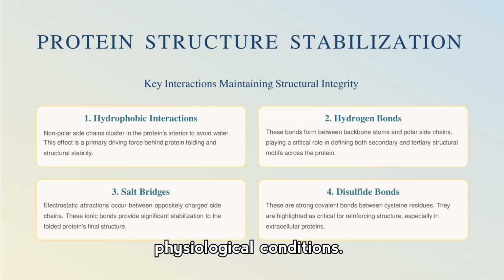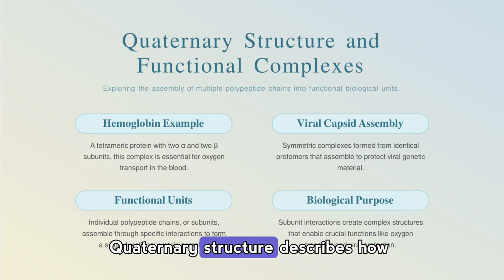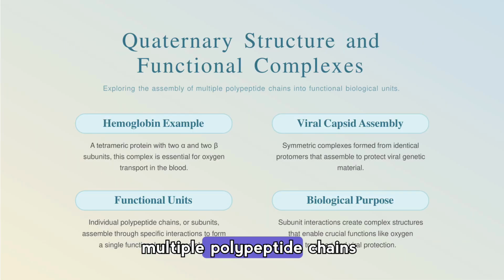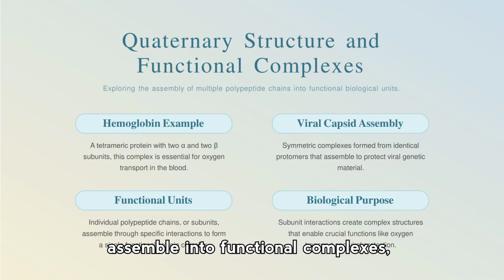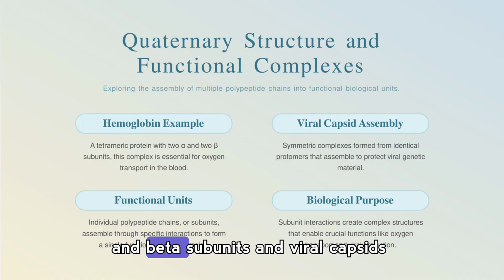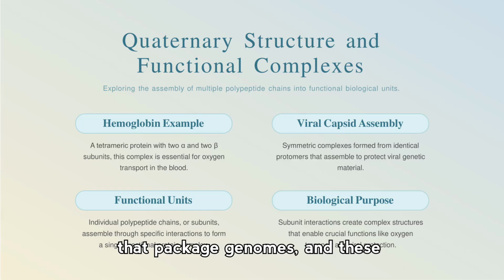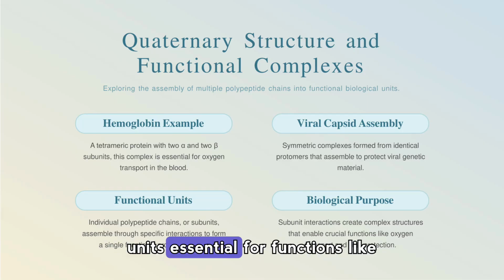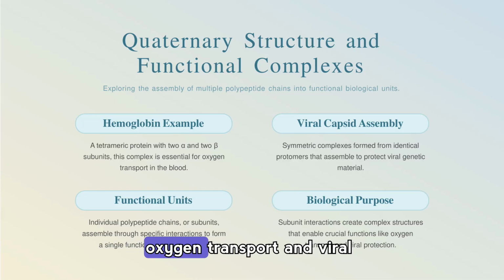Quaternary structure describes how multiple polypeptide chains assemble into functional complexes, exemplified by hemoglobin's alpha and beta subunits and viral capsids that package genomes, and these subunit interactions create biological units essential for functions like oxygen transport and viral protection.